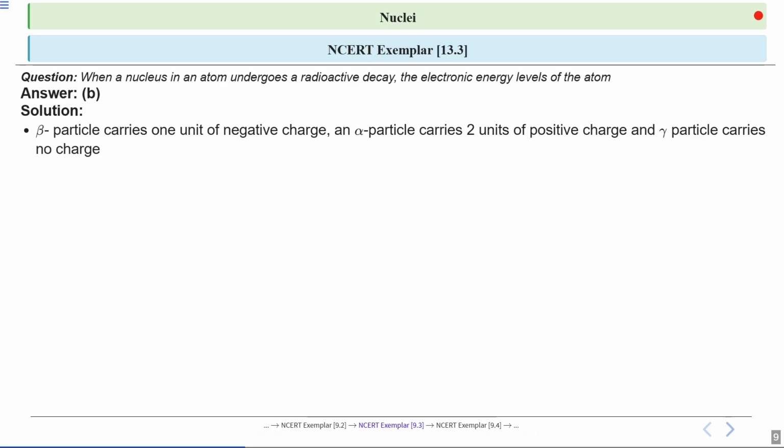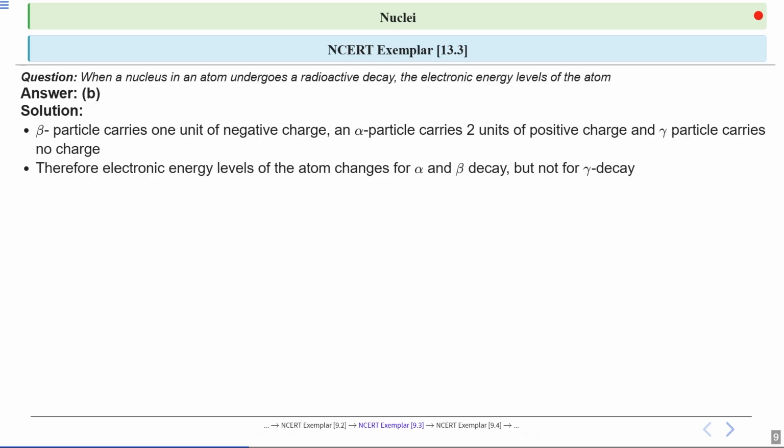This alters the atom's electronic energy levels. When a nucleus decays, it affects the atom's electronic energy levels. Alpha decay involves the emission of a helium nucleus, that is 2 protons and 2 neutrons. This changes the atomic number and the number of electrons in the atom, leading to a change in the electronic configuration and thus the energy levels.